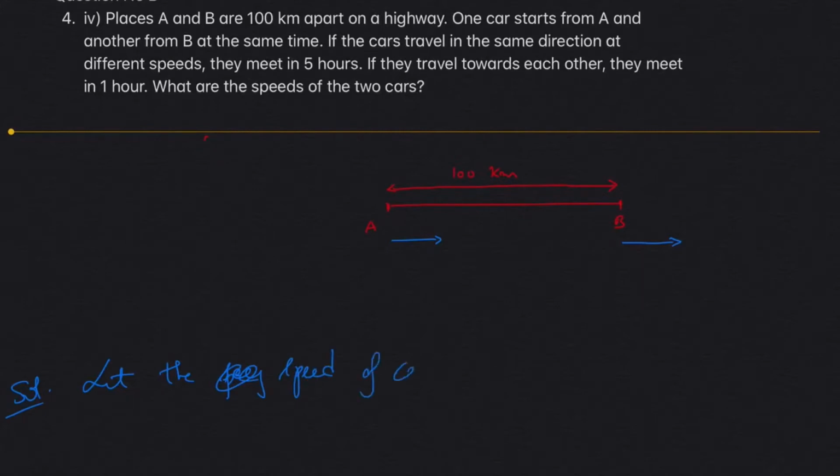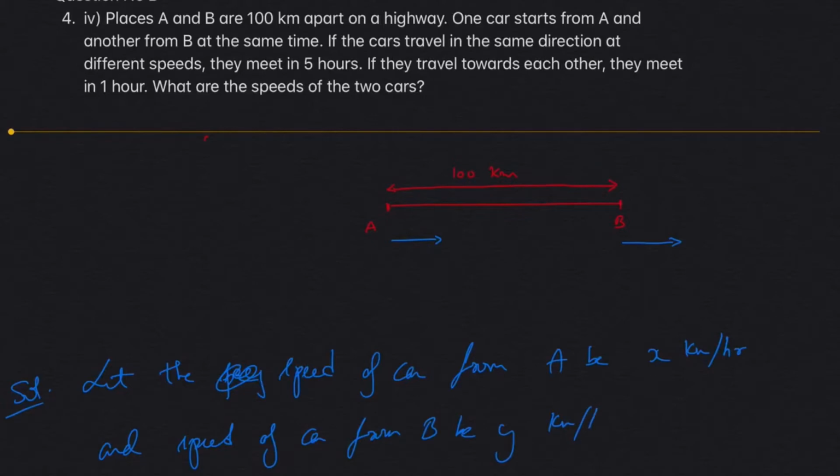Let the speed of car from A be x kilometer per hour and speed of car from B be y kilometer per hour. Let us assume x is greater than y. Since the question does not give the speeds, one will be bigger and one smaller, so we can assume that the speed of A, that is x kilometer per hour, is faster than the speed of car from B.